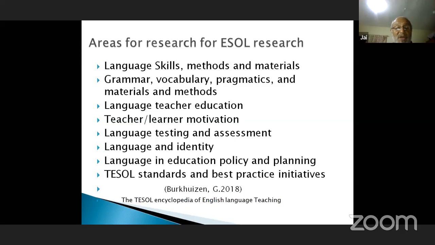Now this article is not a very big one. It is about 6 pages. I think if you want, I can send you. This is downloaded from the Encyclopedia of English Language Teaching.